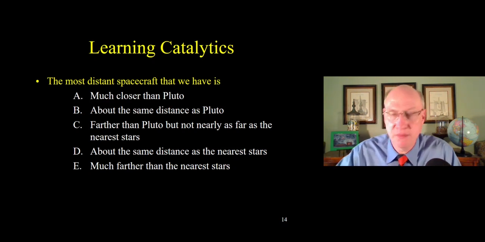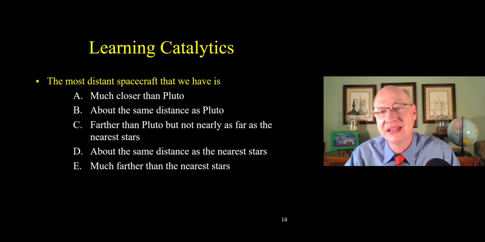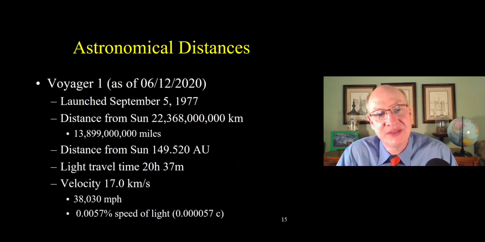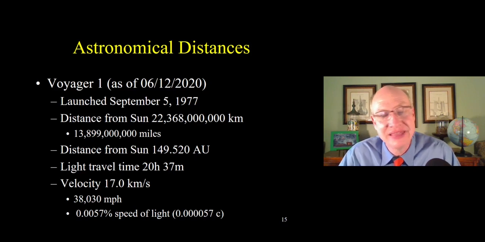Okay, now that you've had a moment to answer that question, let's talk about that most distant spacecraft. The most distant spacecraft we have is Voyager 1. It was launched back on September 5th, 1977. And as of June 12th, 2020, it is about 149.52 astronomical units from the sun. That means it's about 149.5 times further from the sun than the Earth is.